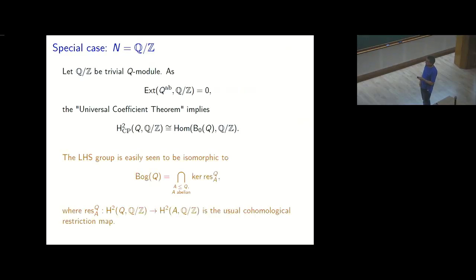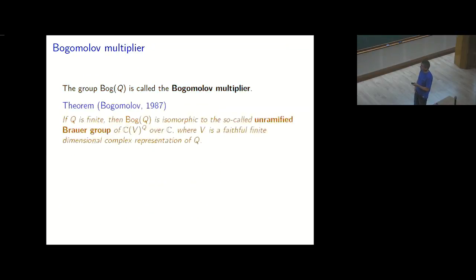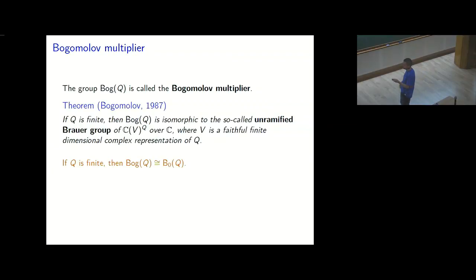See that this one is log of G, right? And this is just a dual of this guy, right? And since these groups are finite, they are actually isomorphic in a non-canonical way. So this log of G is isomorphic to B naught of G.